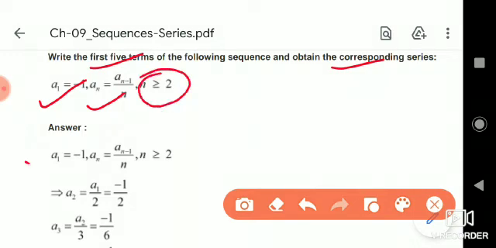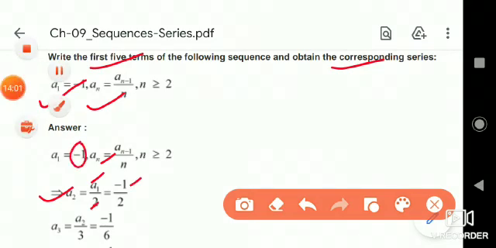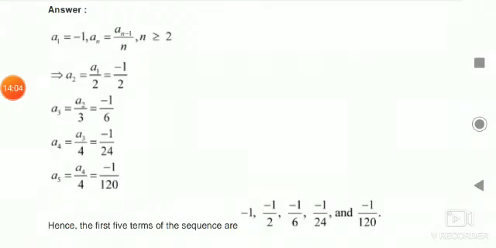Since we have been given the first term of the sequence, a1 = -1, and the general term an = a(n-1)/n, let me find out the remaining 4 terms of the given sequence. Let me start with a2. a2 is nothing but n replaced by 2. a2 = a(2-1)/2, that is a1 divided by 2. But a1 is minus 1, so a2 is minus 1 divided by 2. That is the second term of the given sequence.